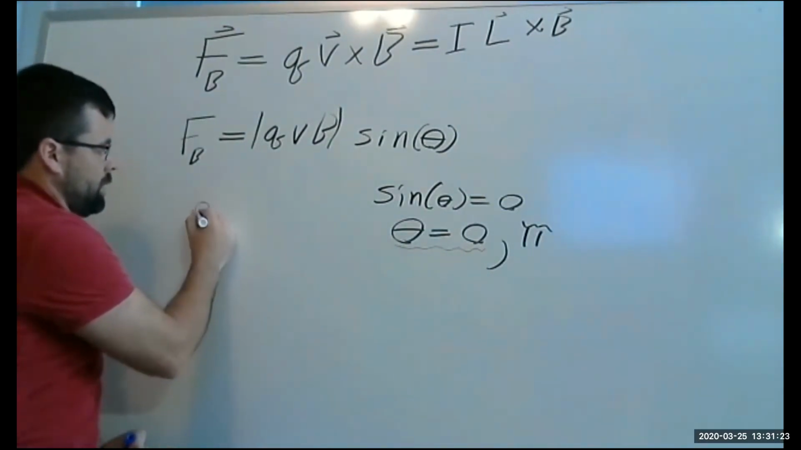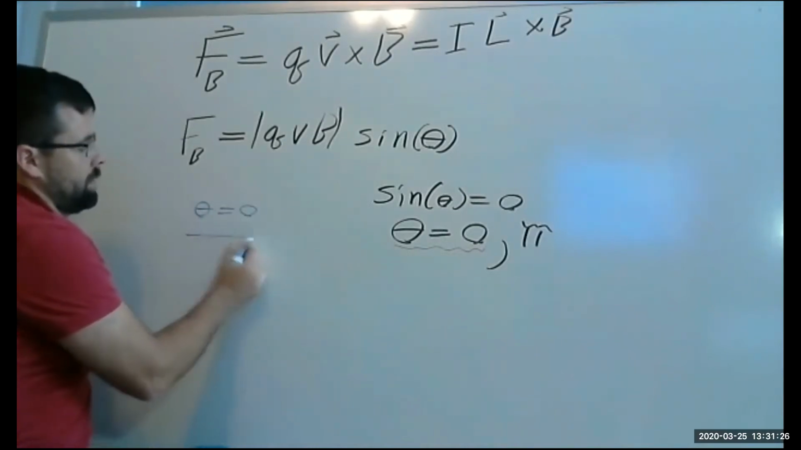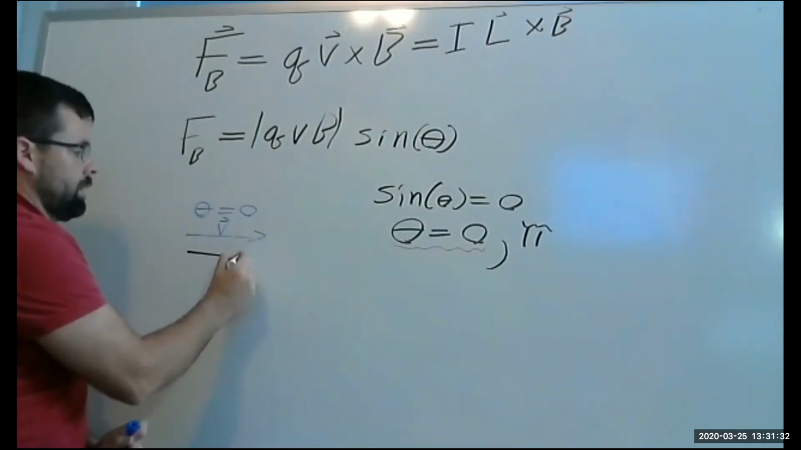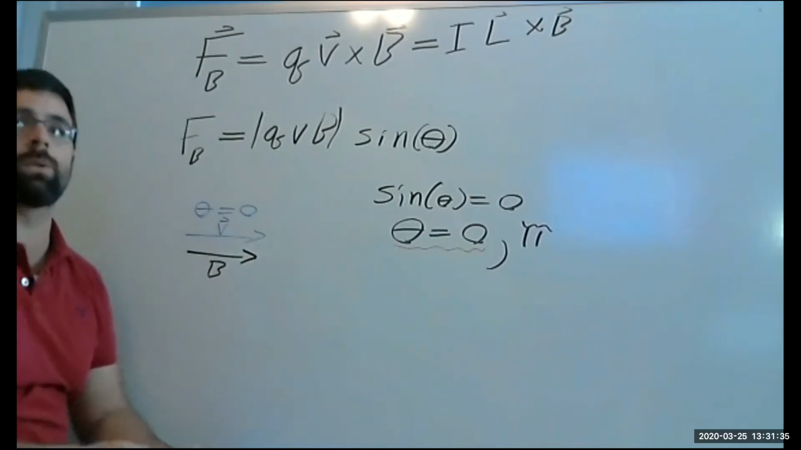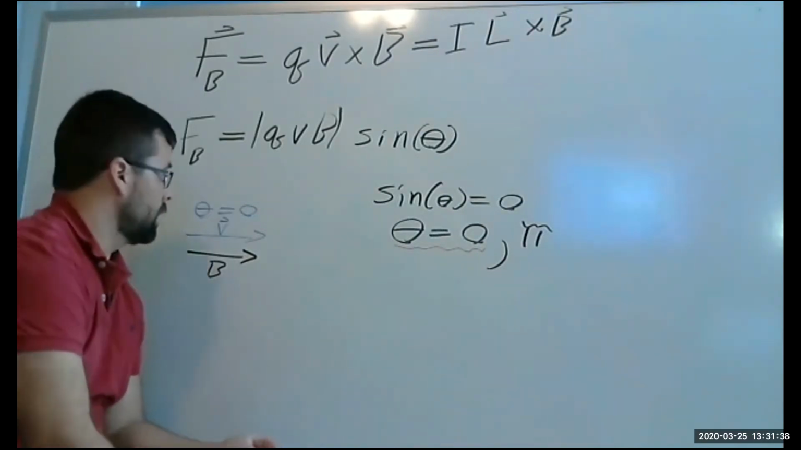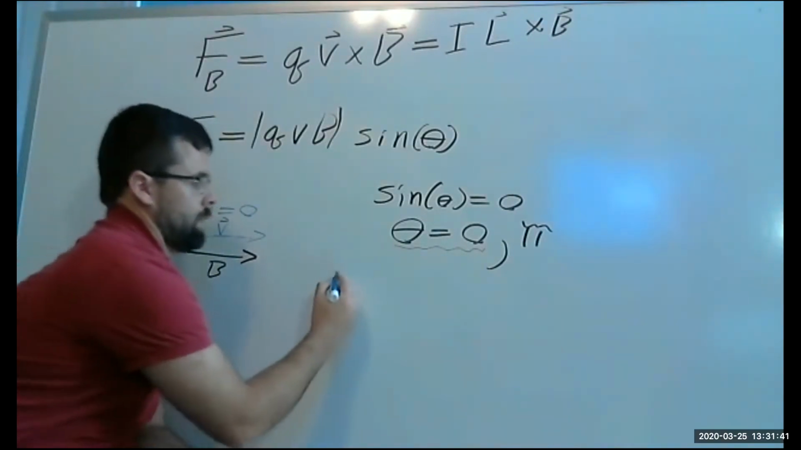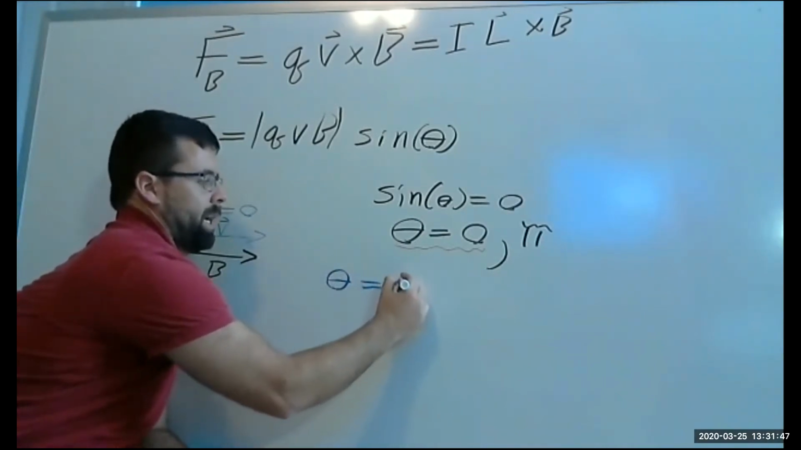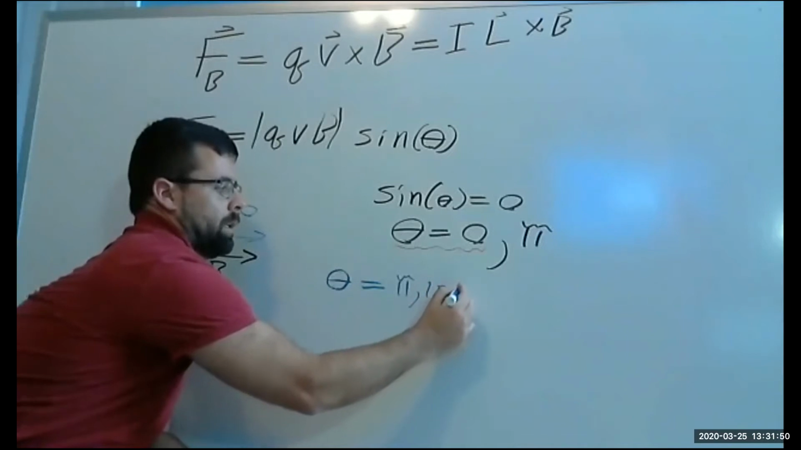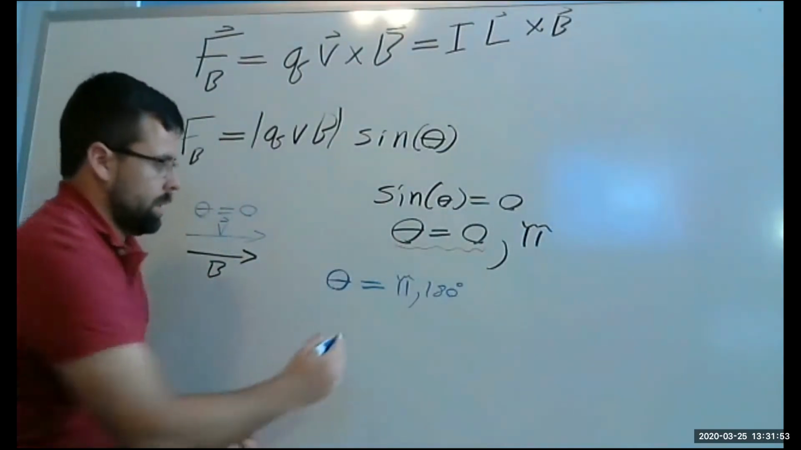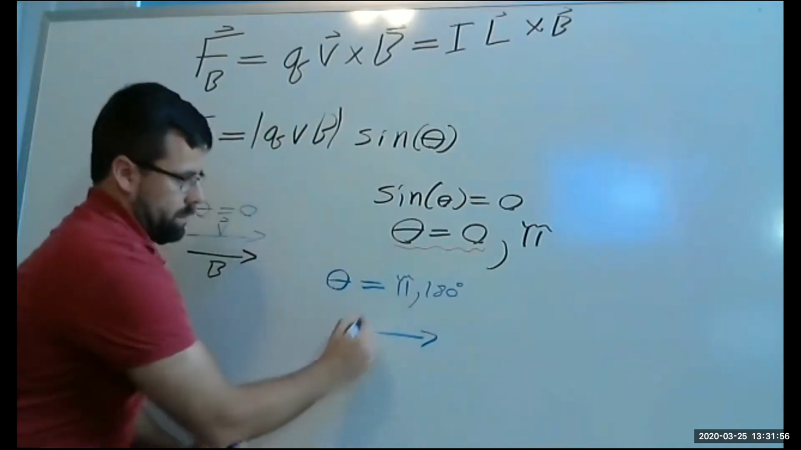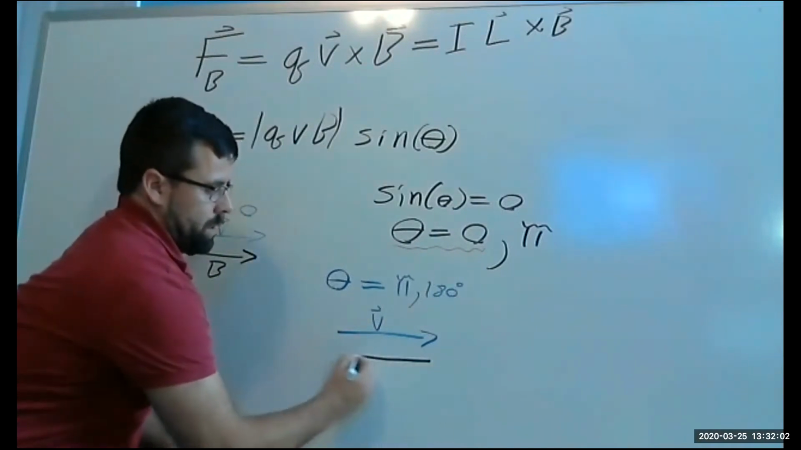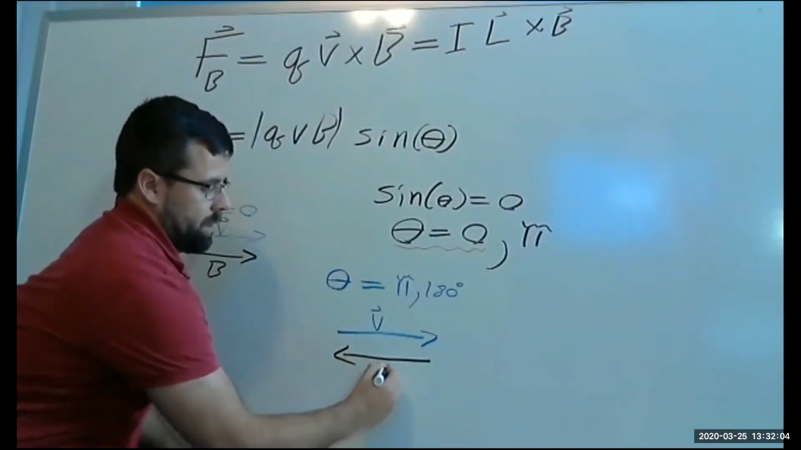So when theta equals 0, the V and B vectors are in the same direction. So they're parallel. Yeah, you can say they are parallel. When theta equals pi or 180 degrees, just like in a unit circle, then the two are in opposite directions.